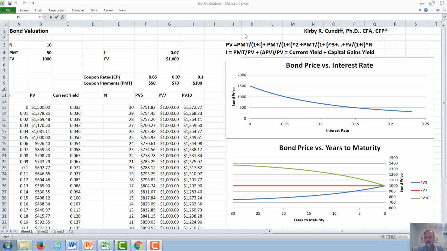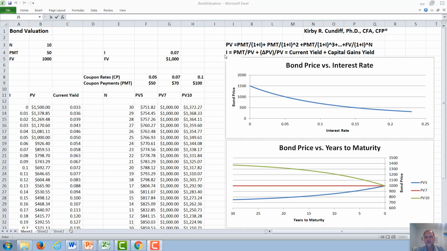They also get an annual, semi-annual, or quarterly payment. In this case, we assume an annual payment each year, all the way up to n years. Each of these payments is discounted by the interest rate I: the first payment by 1 plus the interest rate, the second by 1 plus the interest rate squared, the third by 1 plus the interest rate cubed, etc., all the way up to the face value payment at the end of the bond's life.